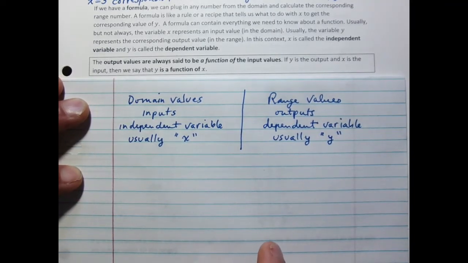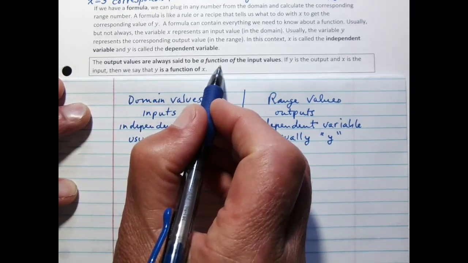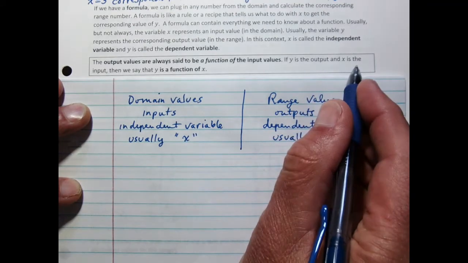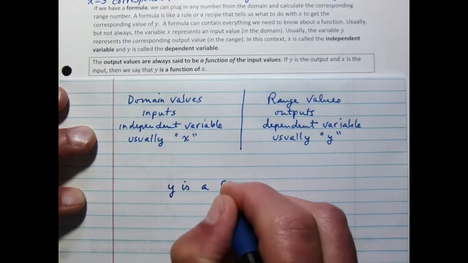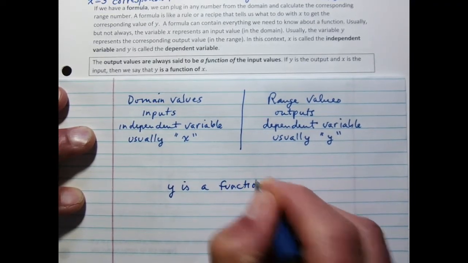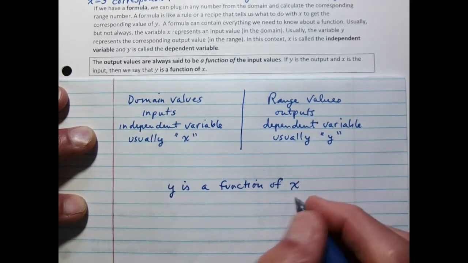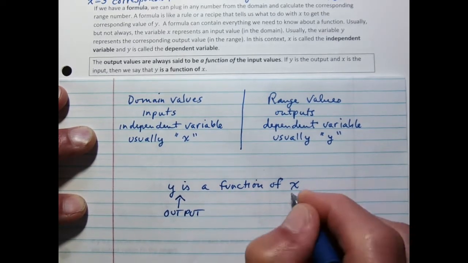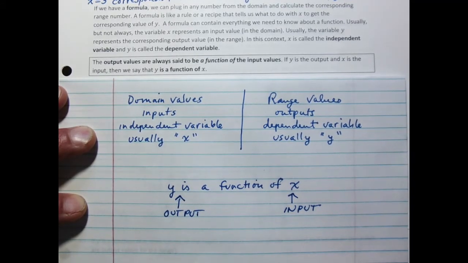Unfortunately, there's a lot of vocabulary here attached to functions. The output values are always said to be a function of the input values. So if y is an output and x is the input, we say y is a function of x. But notice how we've kind of traded places here, because y is the output and x is the input. So we actually say the input second when we say y is a function of x.